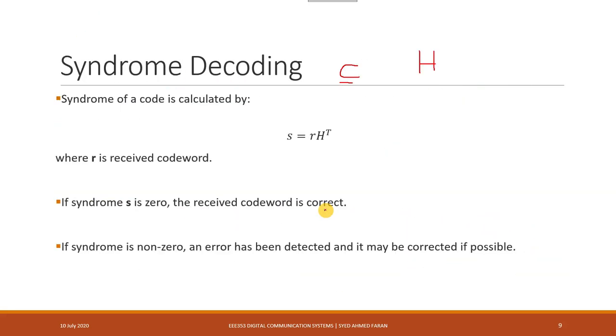So what does this answer tell us? This answer is called the syndrome. So the syndrome right now is 0 0 0. Okay. So if a syndrome is 0, or it's a 0 vector actually, then we say that the received code word is the correct code word. However, if the syndrome is non-zero, then we say that an error has taken place. Okay, and we may be able to correct it.